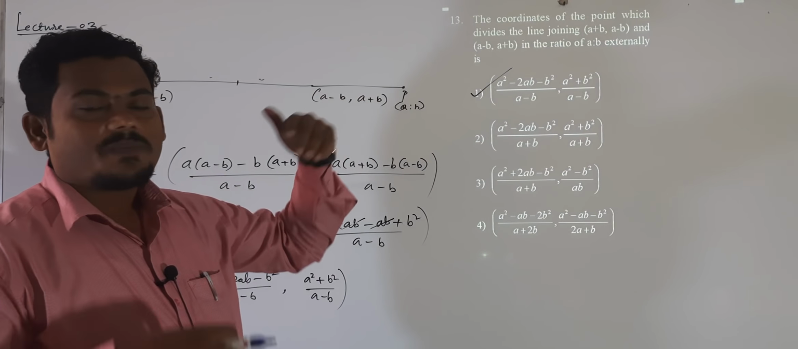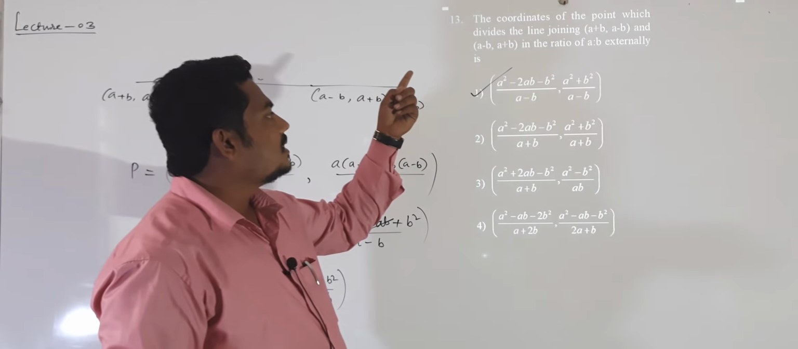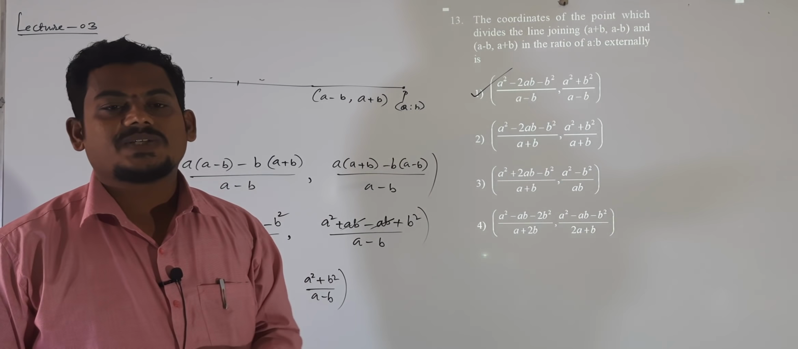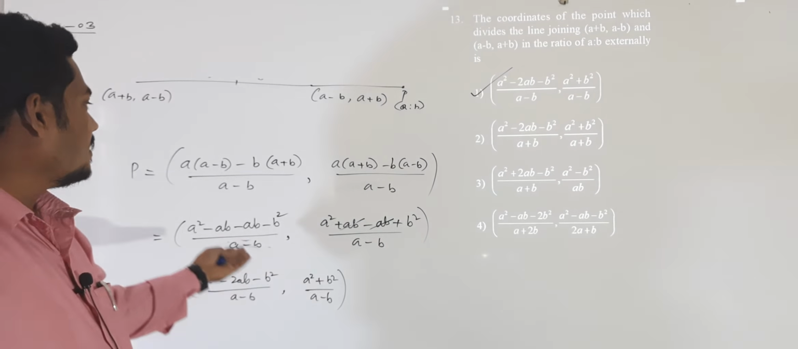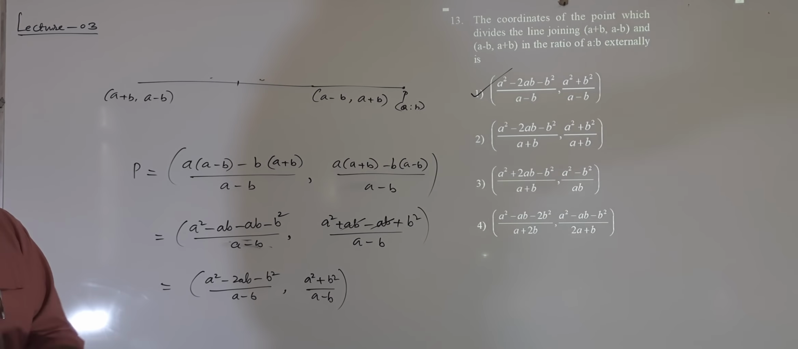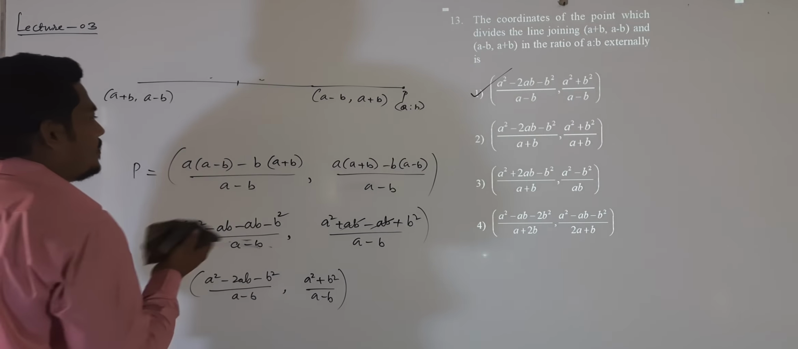The coordinates of our required point divide the line joining the given two points in the ratio of a is to b externally. If externally is given, use the external division formula. Suppose internally is given, then use the internal division formula, right?